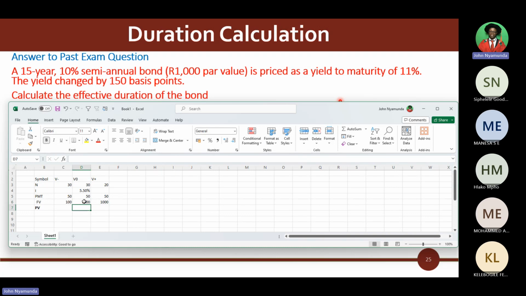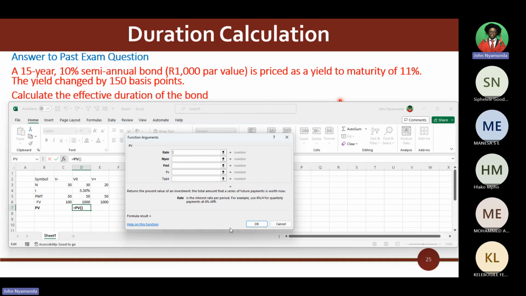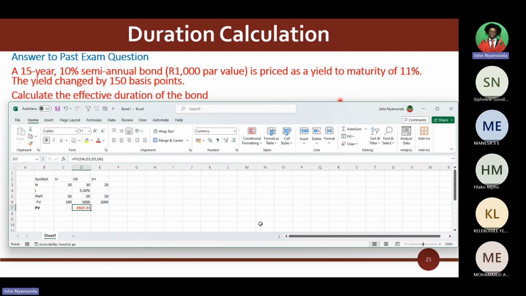Now the first thing we are going to find here is the present value. Because we are in Excel, allow me to just use the technology. The rate is there, NPER is there, PMT is there, and our future value is there. We say okay, and we don't like those pounds. Okay, 927.